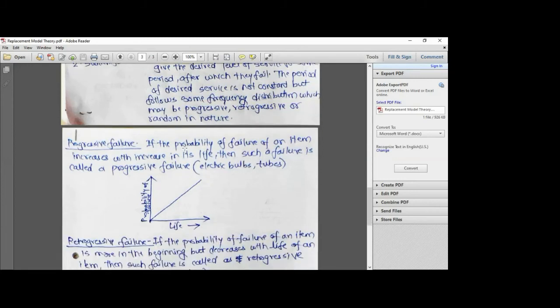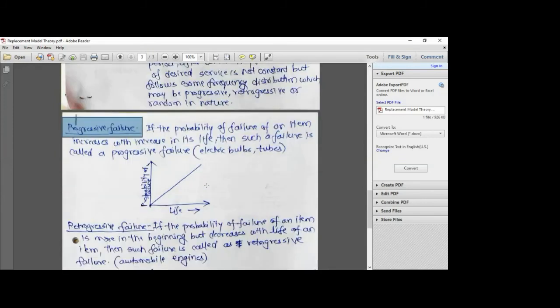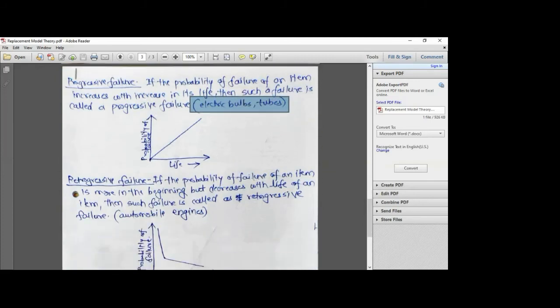Now, what is a progressive failure? If the probability of the failure of an item increases with its increase in life, then such failure is called a progressive failure, right. So we call this progressive failure. If the life is increasing, then the chances of its sudden failure also increase, so we call it progressive failure. The example of progressive failure, as we saw, is your electrical bulb or tube.